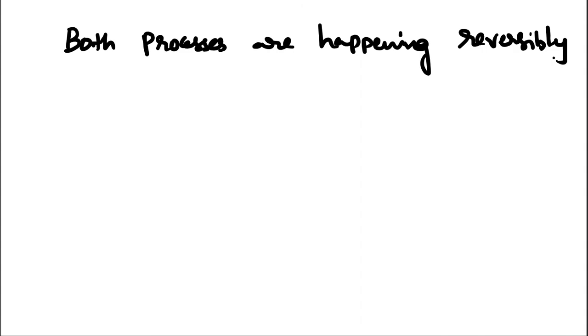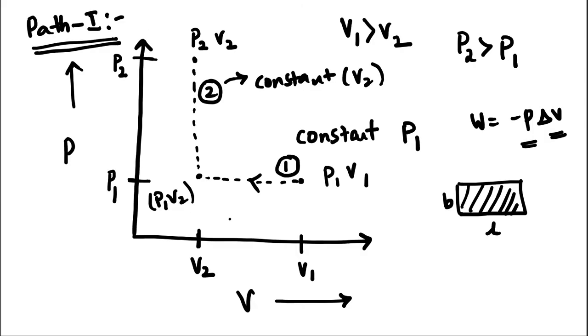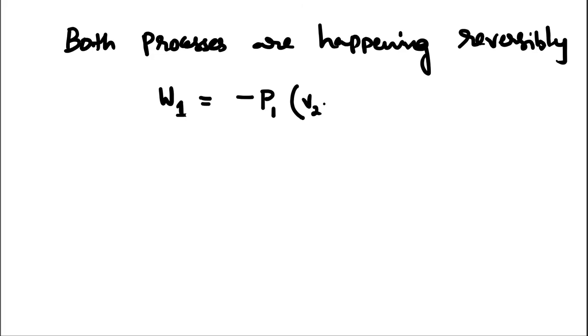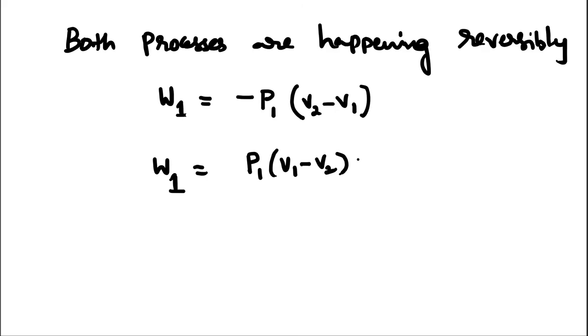Therefore, what is the work done here? The work done here in the process 1, W1, is equal to negative P, that is P1. And what is the final value? The final value is V2 and initial value is V1. So that gives you V2 minus V1. So finally we arrive at P1 times (V1 minus V2). This is the work done in the process 1.